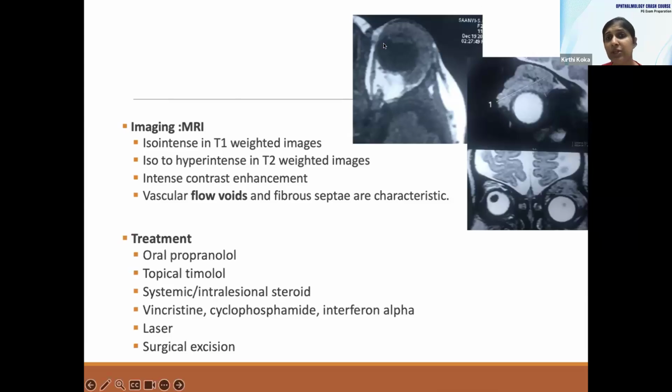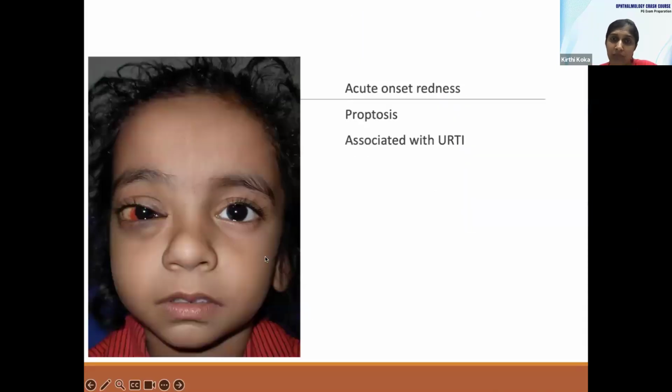This is how they look on imaging: ill-defined lesions with characteristic flow voids that you will see inside the lesion. Okay, the treatment of choice these days is oral propranolol. Though there are various other treatment options, most often most of these patients are treated with oral propranolol.